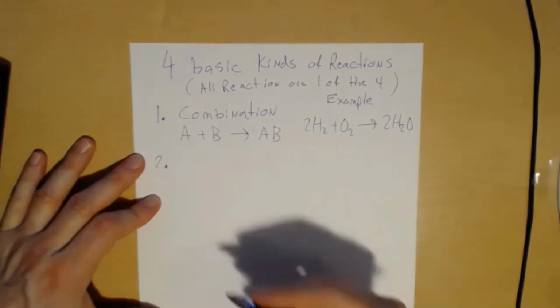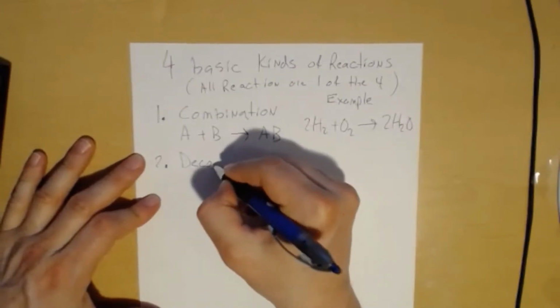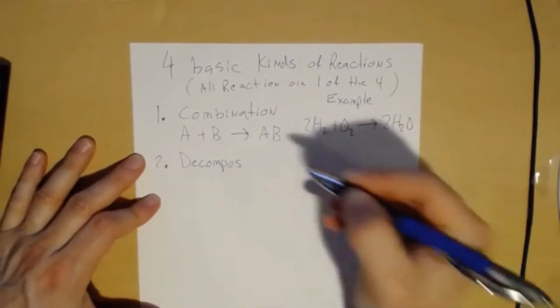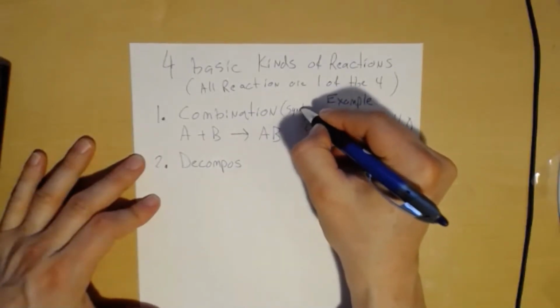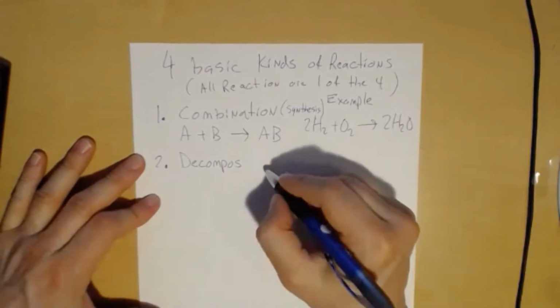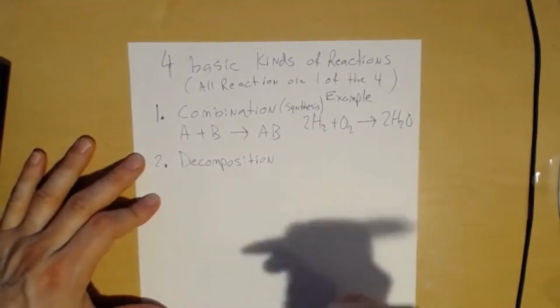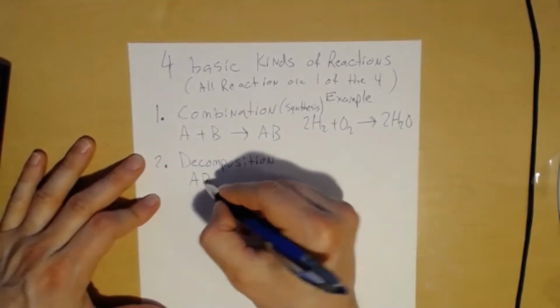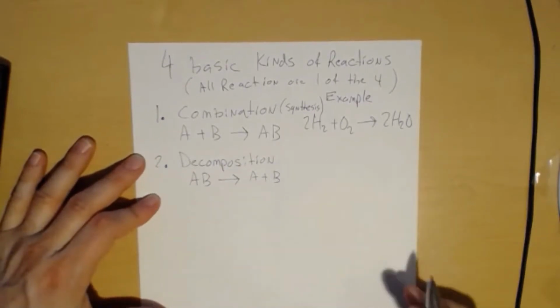Okay, anyway, the second kind is a decomposition. By the way, the combination, I don't know if this is important, is sometimes called synthesis. Okay, decomposition is basically the opposite of combination. Something with 2 components splits apart into those components.